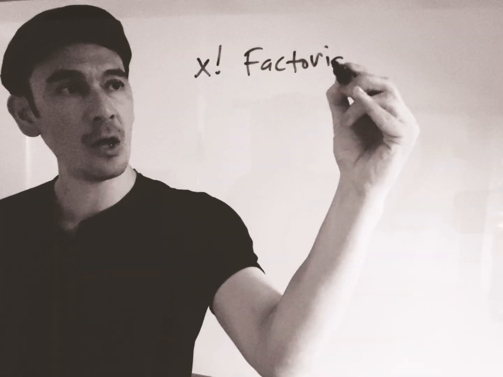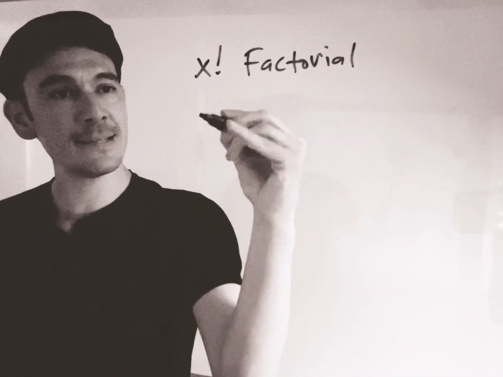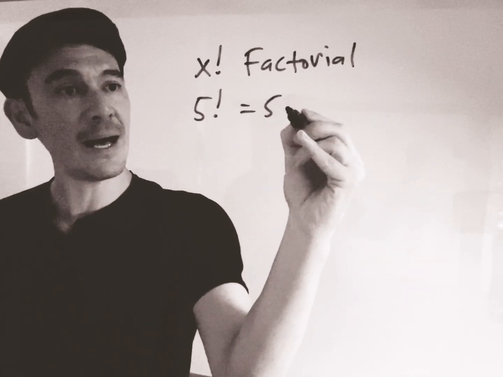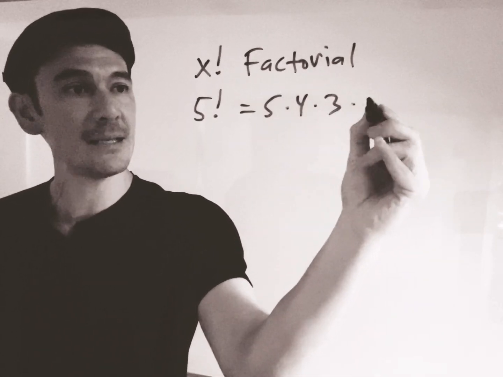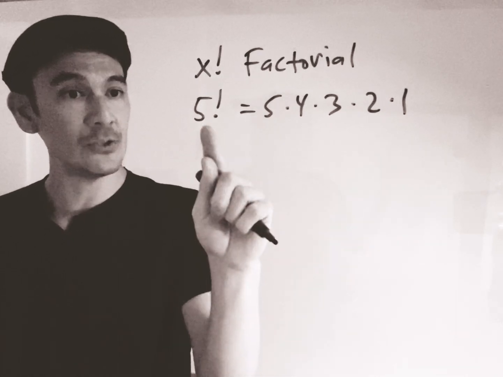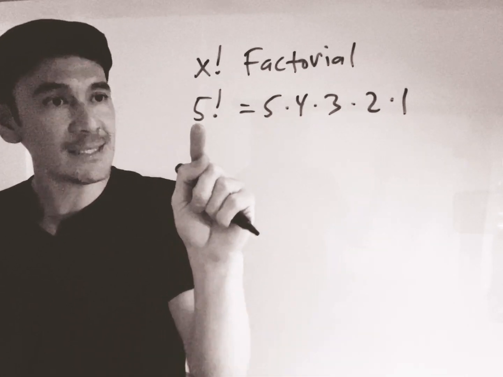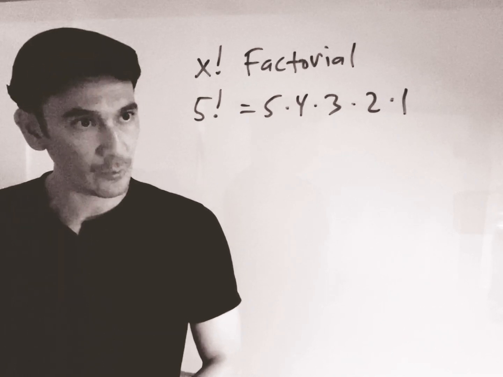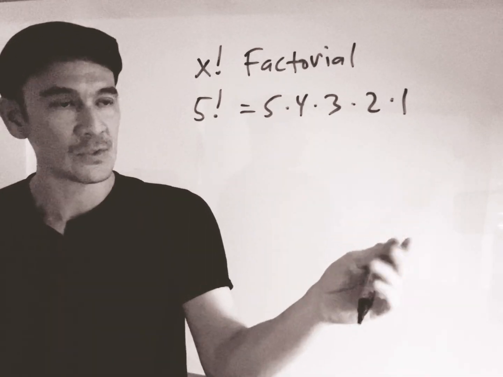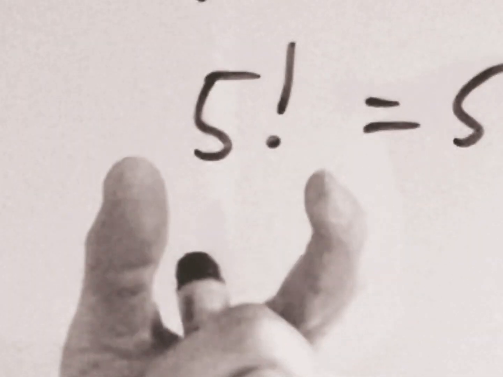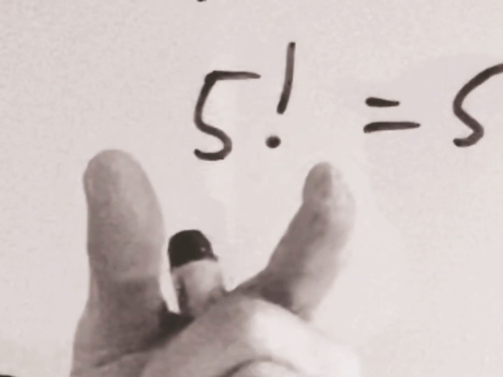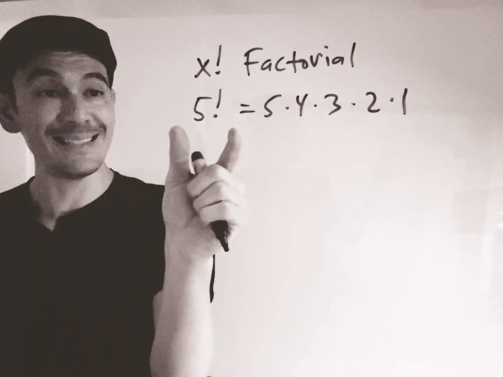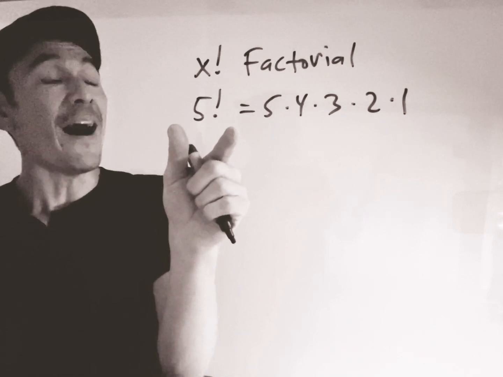This is what is called a factorial. For example, 5 factorial would equal 5 times 4 times 3 times 2 times 1. You start with whatever number that is, you count backwards to 1, and you multiply the numbers along the way. That's how this works. So if I ask you to read this out loud, this is read as 5 factorial. This does not say 5.